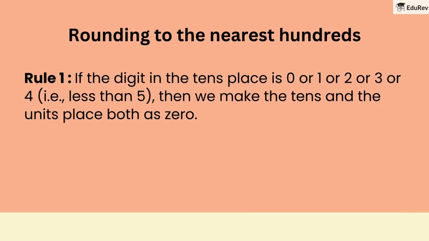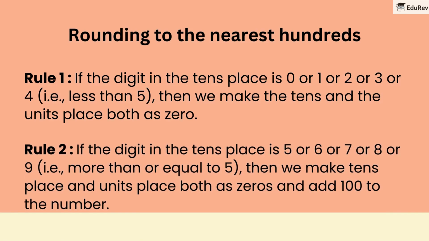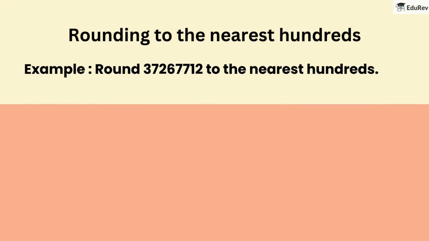Rounding to the nearest hundreds. Rule 1. If the digit in the tens place is 0, 1, 2, 3, or 4, that is less than 5, then we make the tens and the units place both 0. Rule 2. If the digit in the tens place is 5, 6, 7, 8, or 9, that is more than or equal to 5, then we make the tens place and units place both zeros and add 100 to the number.